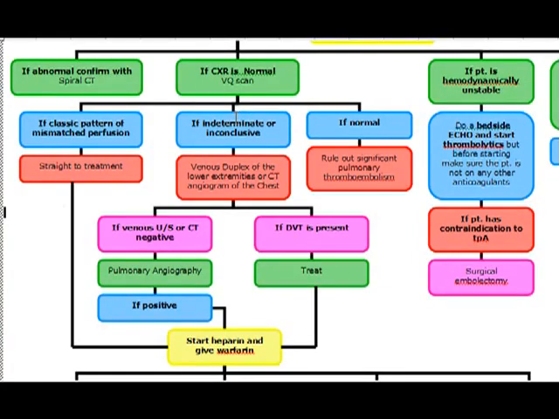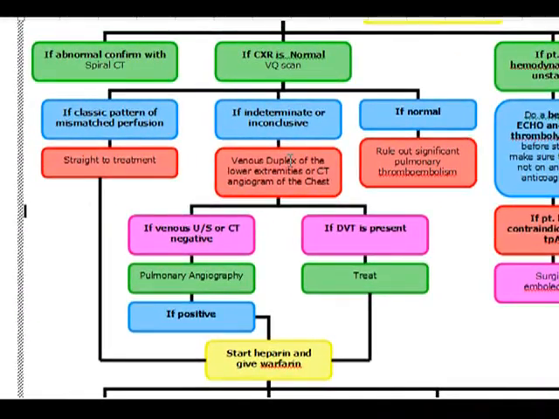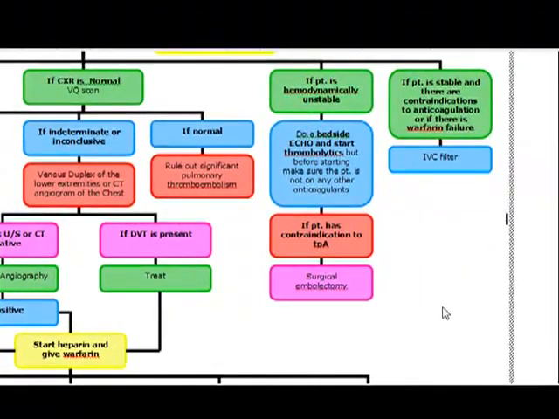Okay, so if the VQ scan is indeterminate or inconclusive, you're going to do a venous duplex of the lower extremity or CT angiogram of the chest. If the venous ultrasound or CT is negative, that's when you're going to have to go to the pulmonary angiography. But if you see a DVT, you're going to go straight to treatment. And on pulmonary angiography, if it's positive, you're going to start heparin and warfarin.